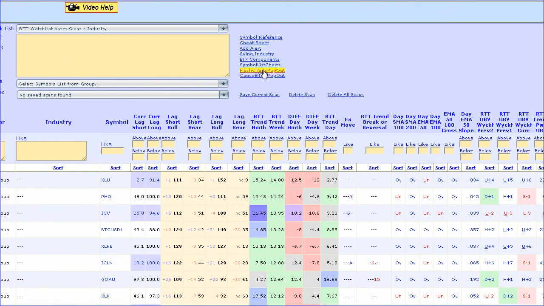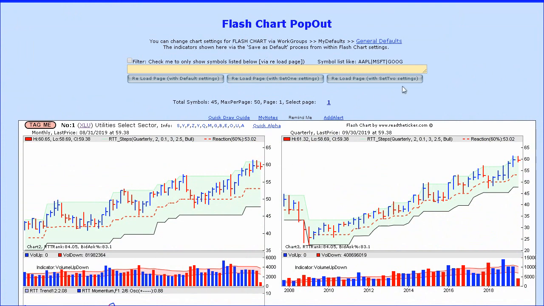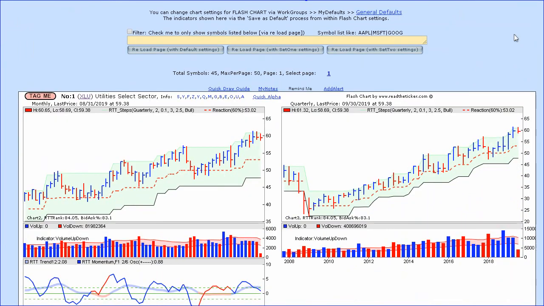Then I pop out my flash charts. Flash charts are a pre-designed technical format where you go to the flash chart page and you save your defaults, and your defaults will turn up when you open the flash chart. I have 3 default settings, and I've actually loaded default setting 2. You can save your default settings in the flash chart page. You create your predefined views, save them as you want, and you can use them here at any time.